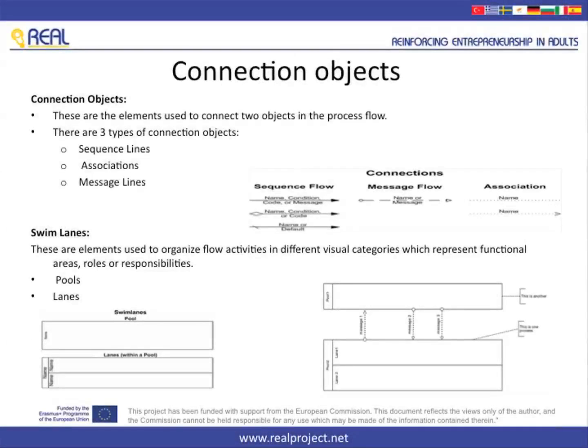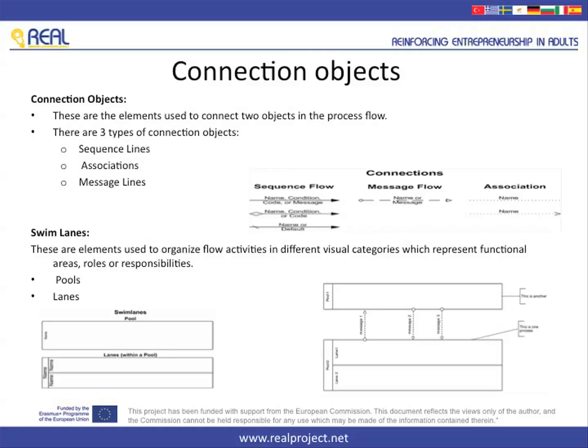There are 3 types of connection objects. Number 1. Sequence lines. A sequence flow is used to show the order the activities will be performed in a process. Number 2. Associations. An association is used to associate information and artifacts with flow objects. Number 3. Message lines. A message flow is used to show the flow of messages between 2 entities that are prepared to send and receive them.